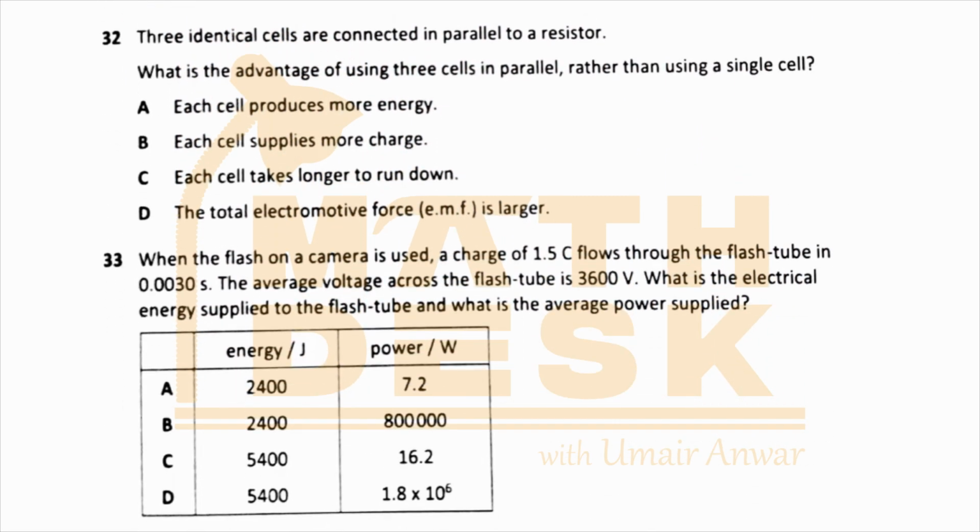Three identical cells are connected in parallel to a resistor. What is the advantage of using three cells in parallel rather than using a single cell? So the biggest advantage is stated in the third option, that each cell takes longer to run down.